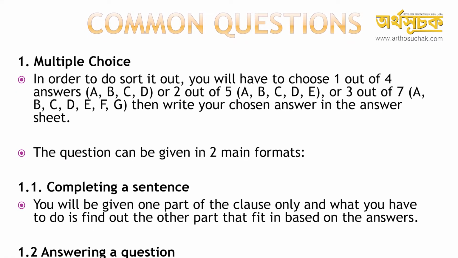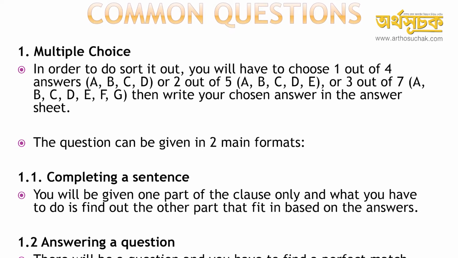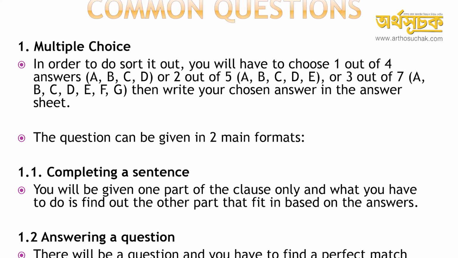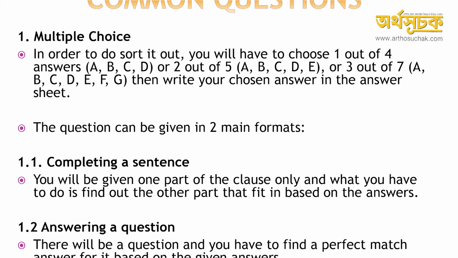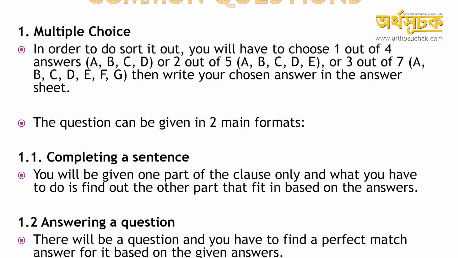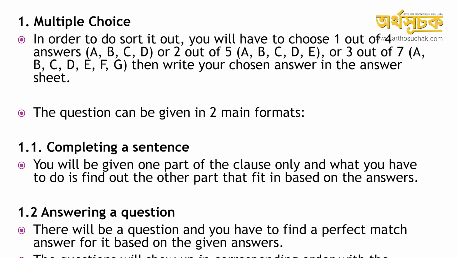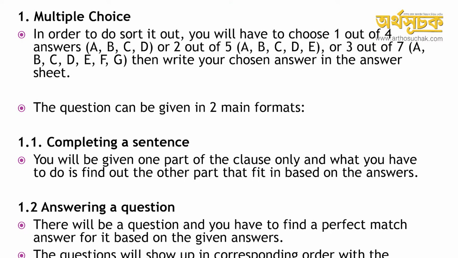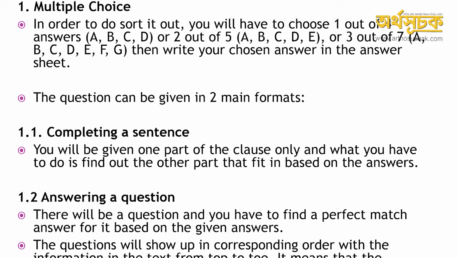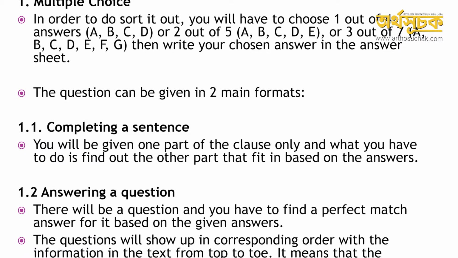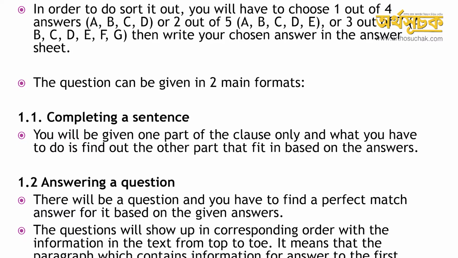The question can be given in 2 formats. What are those? Number 1, completing a sentence. You will be given one part of the clause only, and what you have to do is find out the other part that fits in based on the answers. তার মানে সেন্টেন্সের একটা অংশ দেওয়া থাকবে, আরেকটা অংশের আনসার আমাকে মাল্টিপল চয়েসে খুঁজতে হবে। Then answering a question, there will be a question and you have to find a perfect match answer for it based on the given answers.